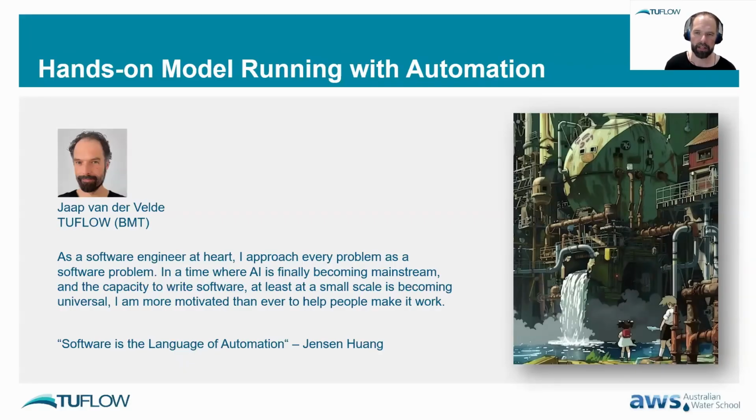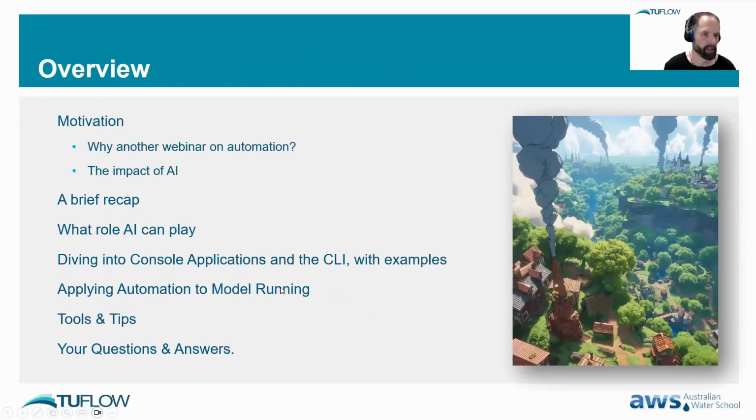And automation is a lot about making small bits of software. I'm not a fan of the guy in general, but the quote is undeniably very good. Jensen Huang, the guy from NVIDIA, said, software is the language of automation. And I agree. Software is the language of automation. And in speaking about automation, I'll mostly be speaking about effectively software and programs and how they actually work. So let's get into it.